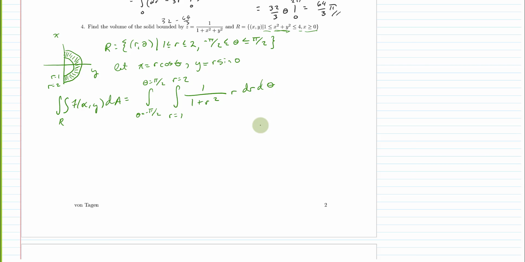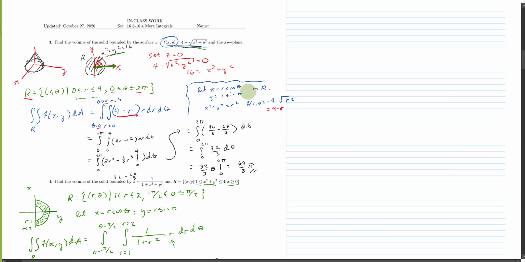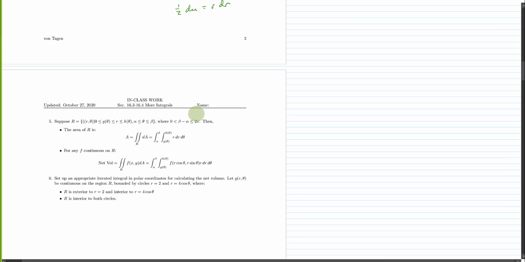Okay, so this would use some sort of u substitution because we've got that factor of r here. So we'd let u equal 1 plus r squared, which makes du equal to 2r dr. And then 1/2 du would be our r dr, and then we could go ahead and do the substitution here and keep going. Okay, let's go ahead and look at another example.